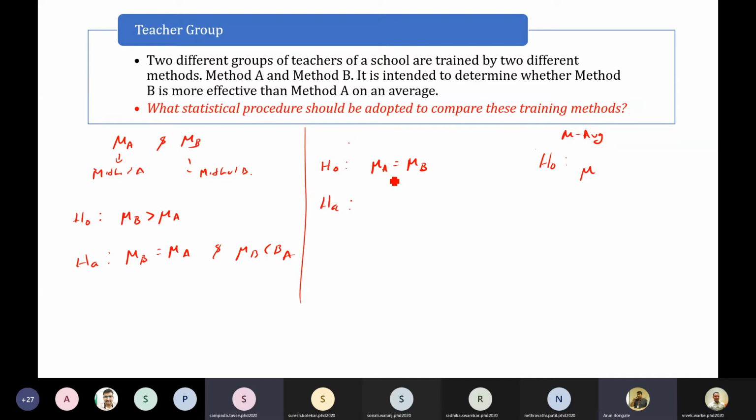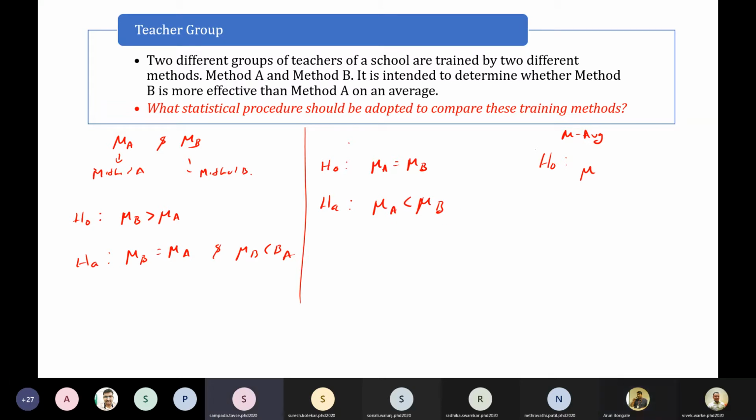How do you frame it? How do you interpret it? How do you put it? Mu A less than mu B, likewise? Can I write like this?